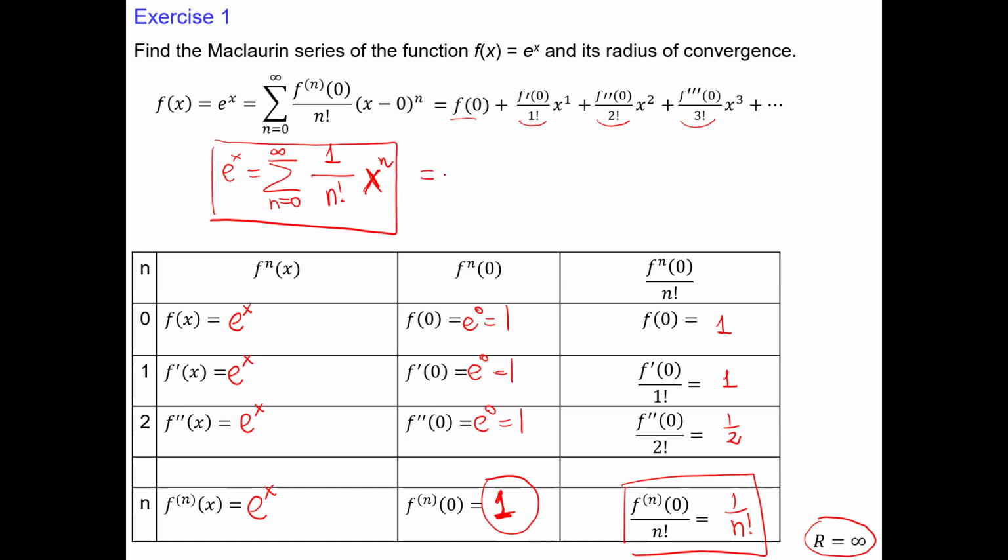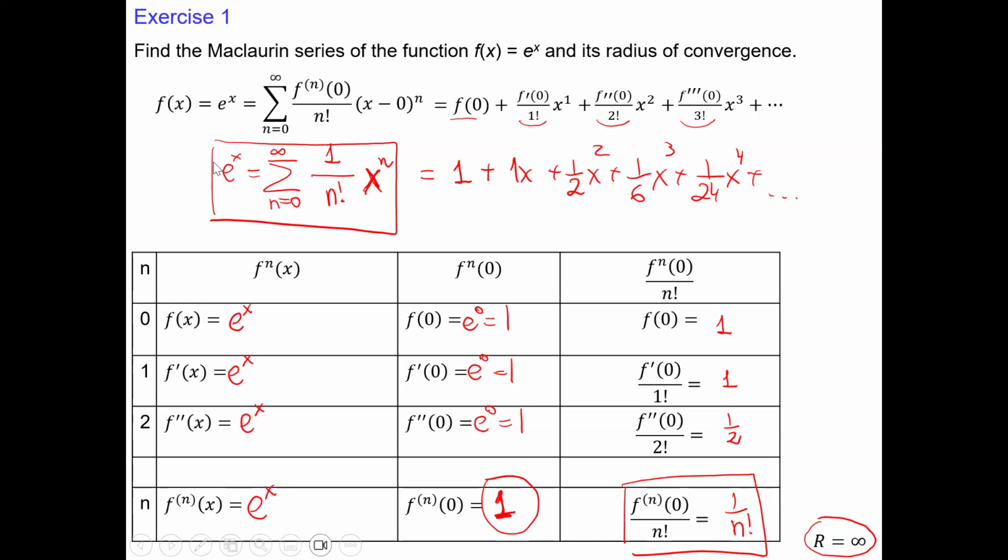And if we expand, that means this will be 1 plus 1x, I don't have to write 1, plus 1/2 x squared plus 1/6 x cubed plus 1/24 x to the power of 4, and so on. So we can see function e to the x can be approximated by this. In the next session, we will talk about the polynomials. That means we will stop at some point.